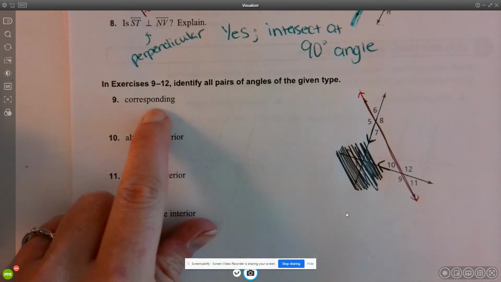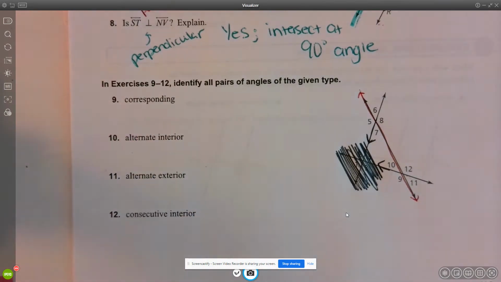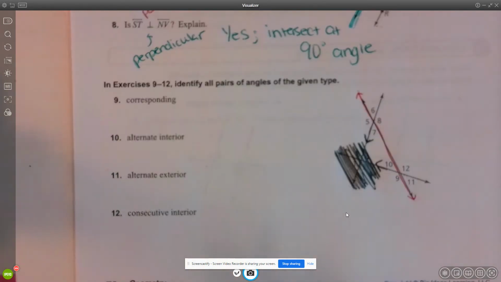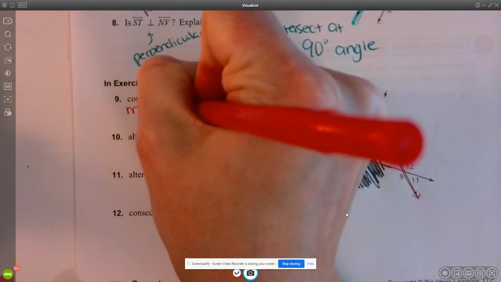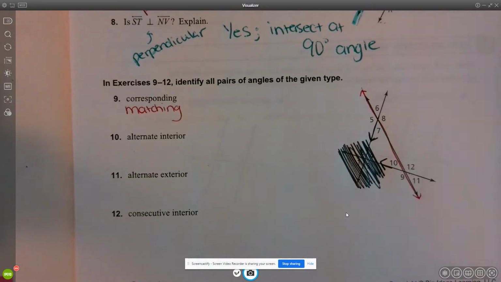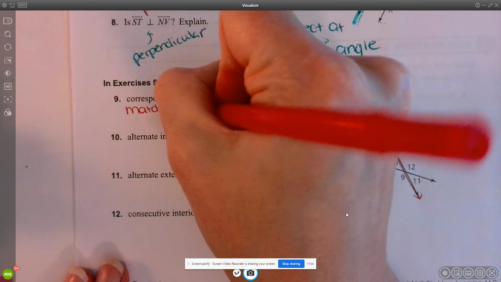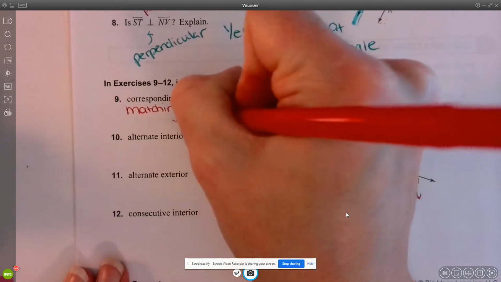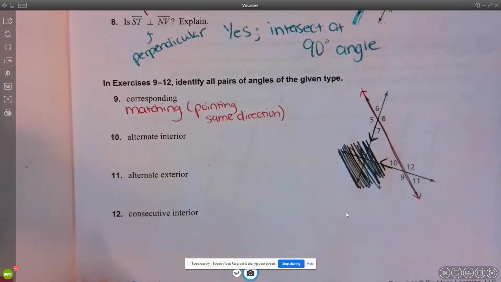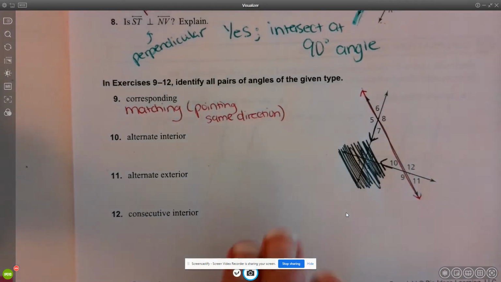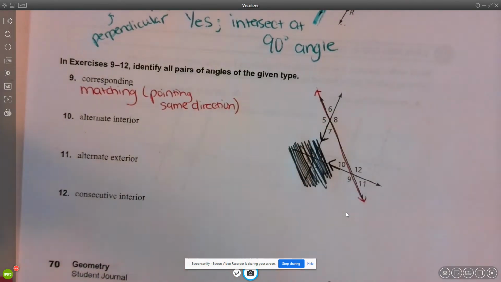The first one we need to find is all the corresponding angle pairs. Remember, another word for corresponding you could think of as matching. Corresponding angles are in matching positions. Or you could also think of it as they're pointing in the same direction. So I'll give you an example. In my picture here, I'm looking at this group of 4 angles.